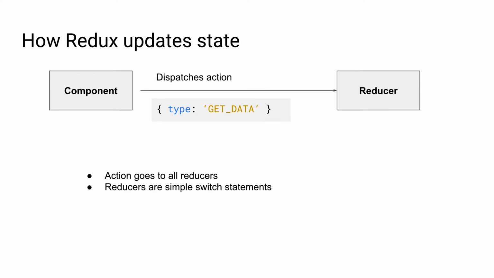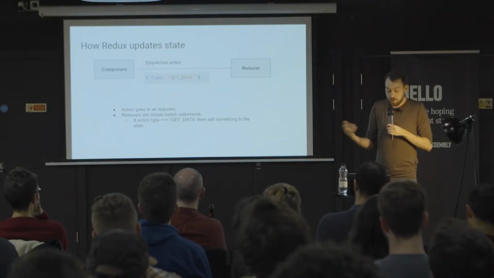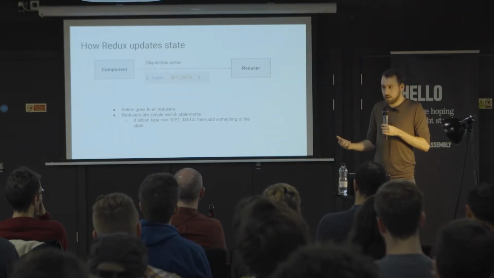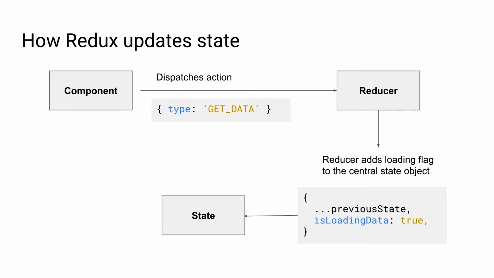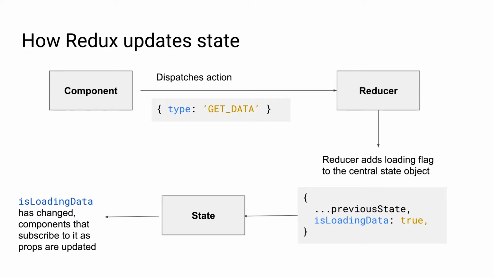A reducer is just a really simple switch statement. It says, if the action type is get data, then I'm going to update the state in a certain way. It's really not very complicated. When it receives that action, it will, in this case, let's say, add a loading flag to the state, so we know that we want to get some data. The reducer will say, I'm going to add isLoadingData true to our centralized state. Now that that's changed, the state can update components via props that need to change, and then the components can re-render and show maybe a loading spinner or something like that.